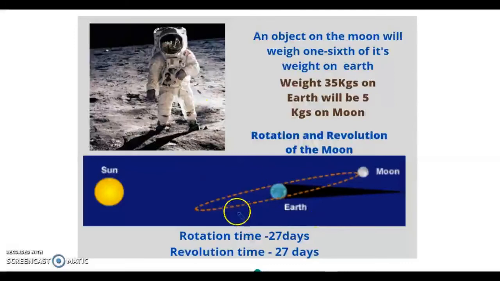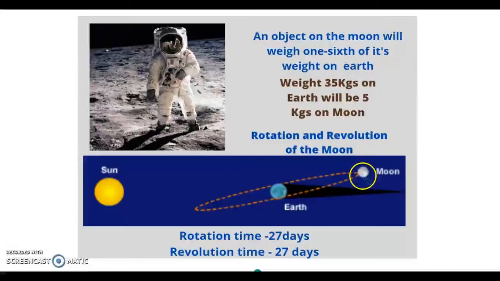Let us come to this picture. What can you see? The moon is revolving around the earth and also the moon is rotating around itself. So how many types of movements does the moon have? Yes, it has 2 types of movements. What are they? They are rotation and revolution. What is rotation of the moon? Yes, the moon rotates about its axis and also revolves around the earth.